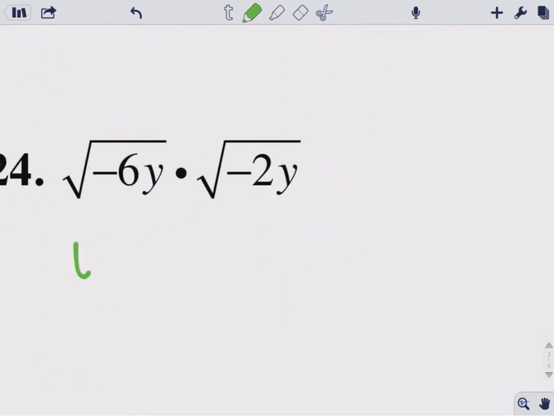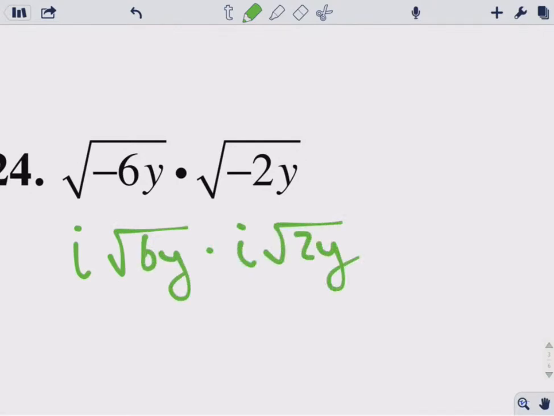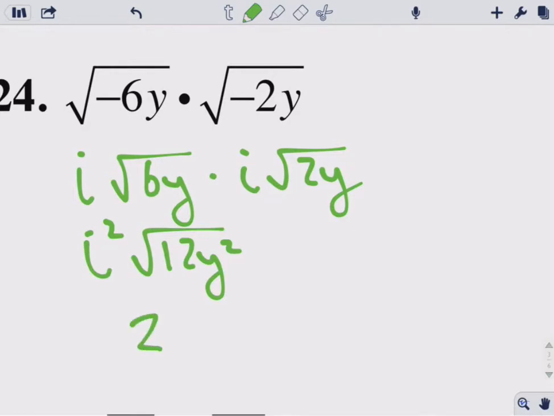24, that's i. Square root of 6y times i, square root of 2y. That gives me i squared, square root of 12y squared. 12 is 4 times 3, so that means it's a 2. Y squared is square root of 3, and the i squared is a negative 1. Square root of 4 is the 2. 3 stays inside. Square root of y squared is y. Remember, i squared is the negative.